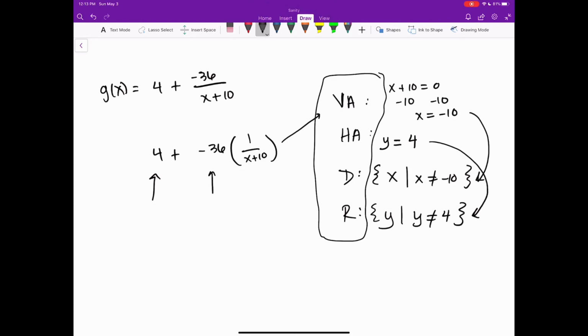Using long division, find your quotient, find your remainder, be able to identify vertical asymptote, horizontal asymptote, domain, and range.